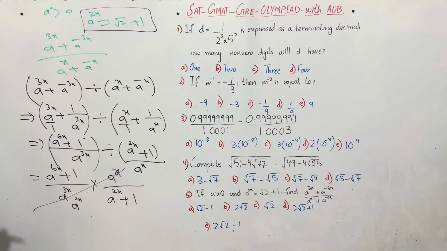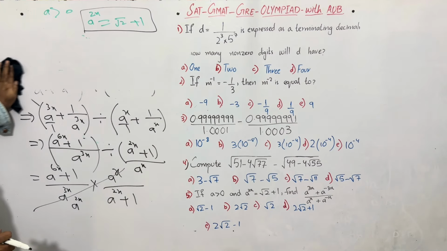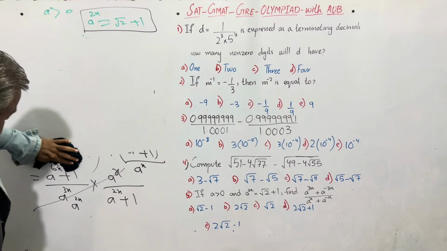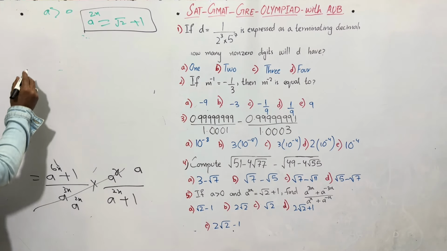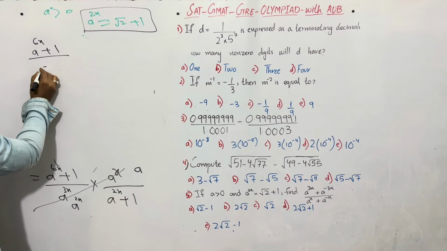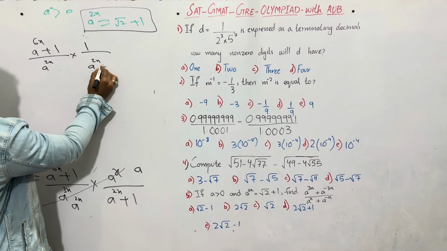Let's simplify the situation. Let me make space for myself. We have a raised 6x plus 1. What is left? A raised 2x plus 1 over a raised 2x plus 1.